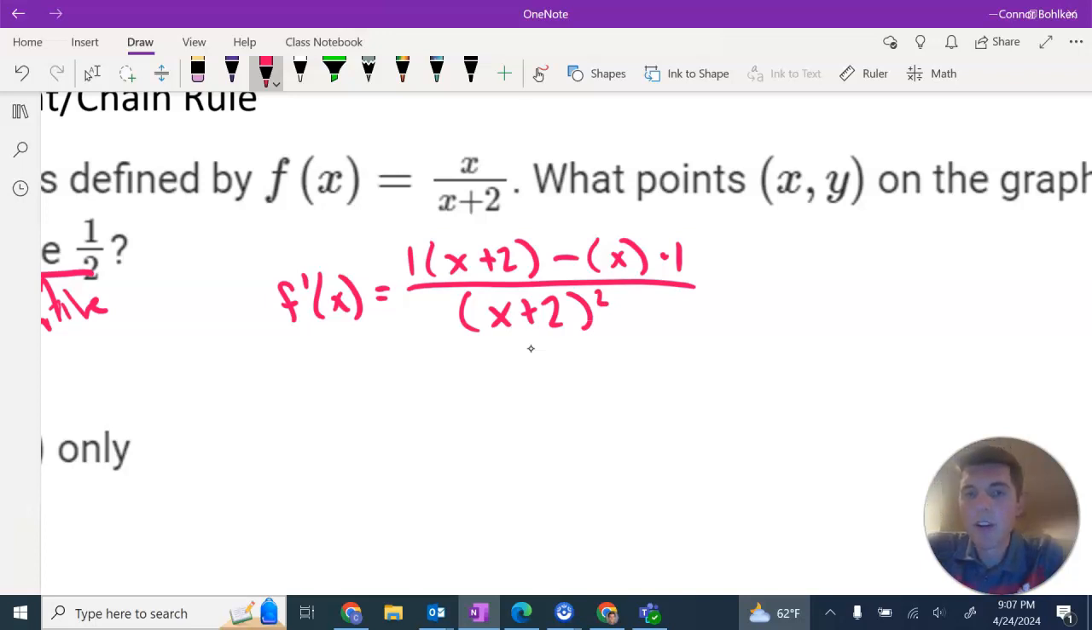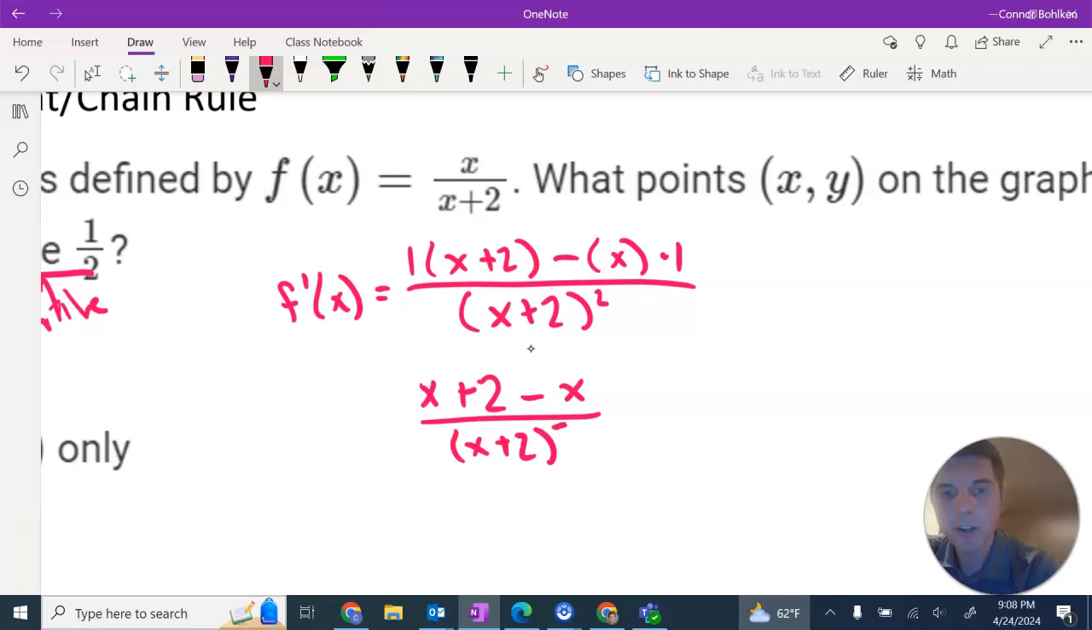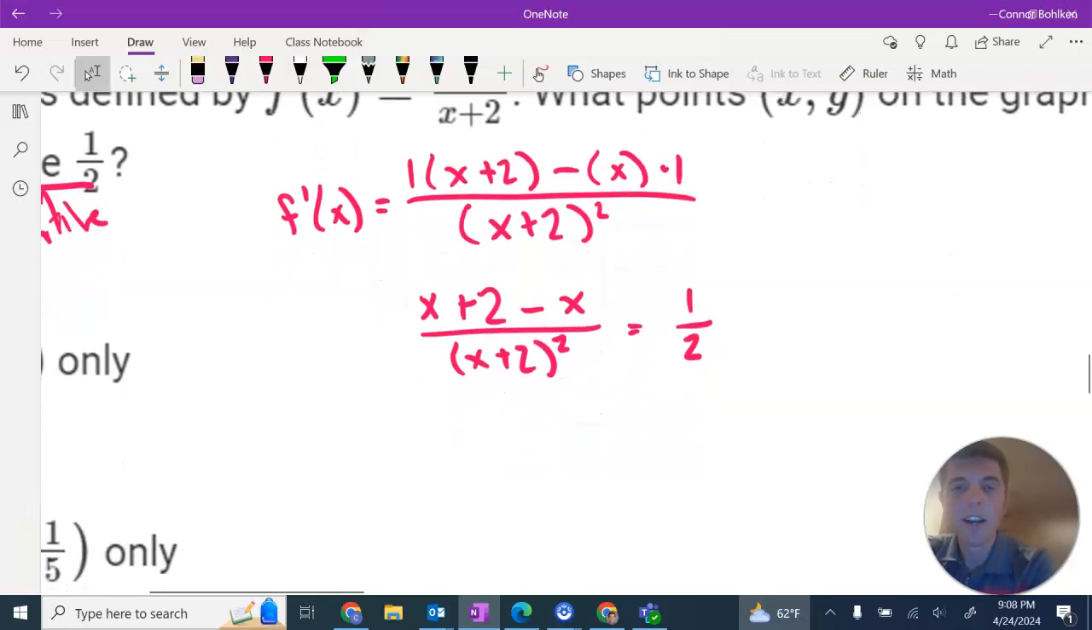So here's our derivative. I'm going to simplify a little bit on top, and I'm going to set it equal to 1/2. So we'll rewrite this here as (x plus 2 minus x) over (x plus 2) squared equals 1/2. X minus x is 0, so on top I just have 2 over (x plus 2) squared equals 1 over 2.